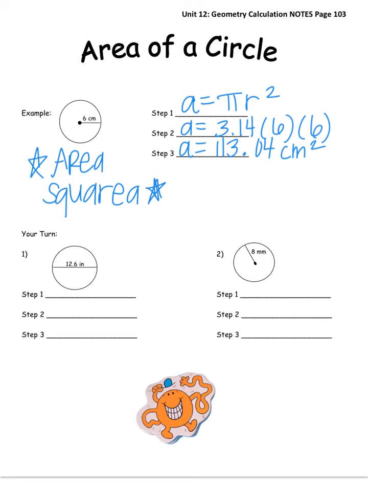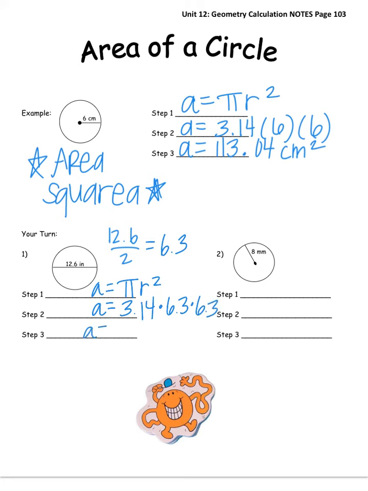Okay, so this is like the previous example, so 12.6 divided by 2, because this is a diameter, that gives you 6.3. So area is pi r squared. So area is equal to 3.14 times 6.3 times 6.3. 3.14 times 6.3 is 19.782. Multiply that by 6.3. We'll round to 2 decimal places, 124 and 63 hundredths inches squared.